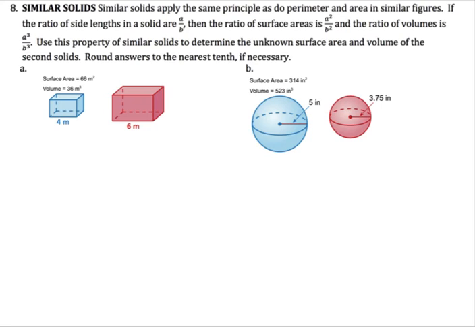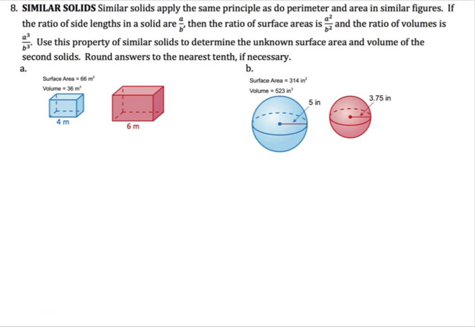Similar solids apply the same principle as do perimeter and area in similar figures. If the ratio of side lengths in a solid is a to b, then the ratio of the surface areas is a squared to b squared. And the ratio of the volumes, a cubed to b cubed. Use this property of similar solids to determine the unknown surface area and volume of the second solids. Round answers to the nearest tenth if necessary.